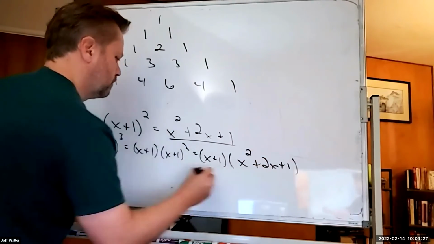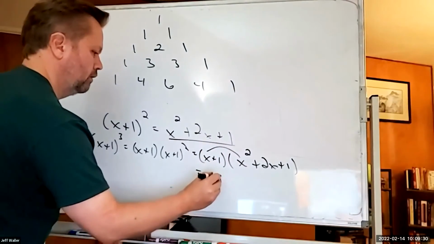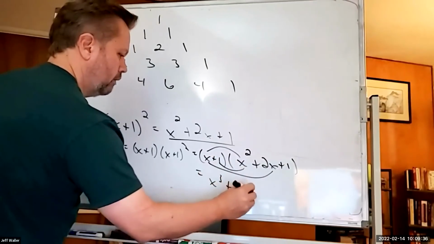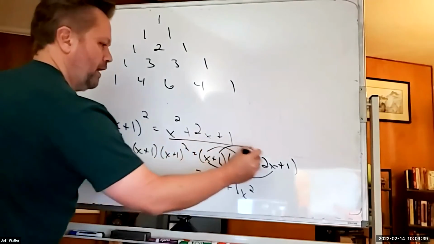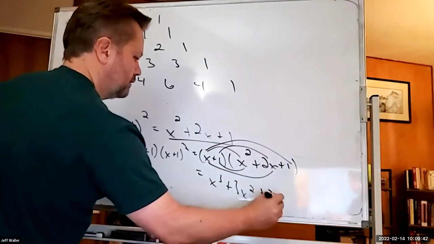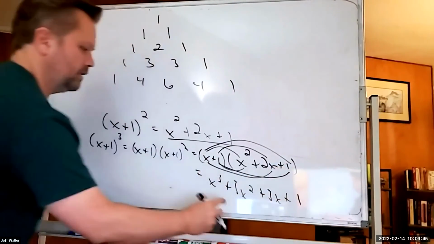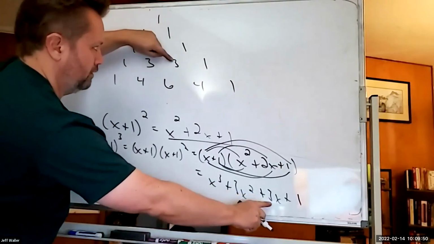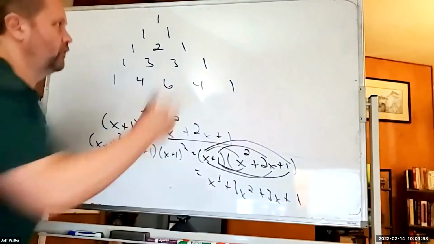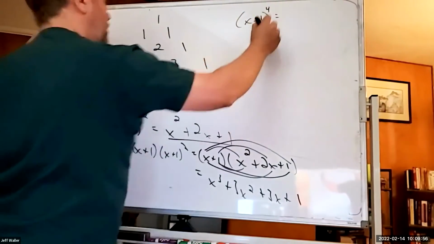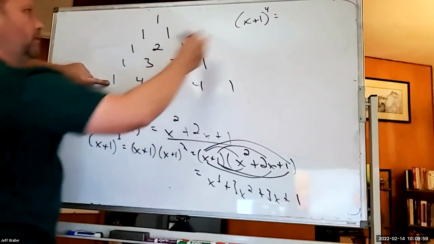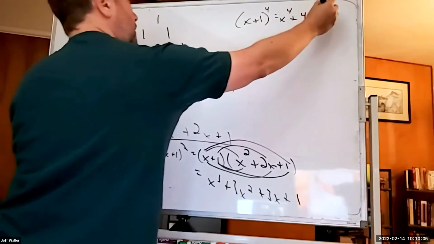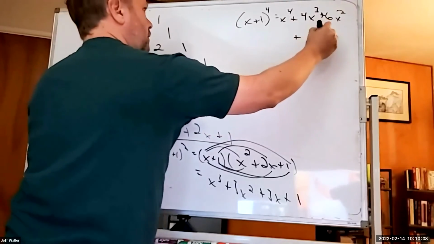Let's see if we can do this quickly. If I do that, I get x cubed plus 2x squared plus 1x squared is 3x squared, plus 2x plus 1x is plus 3x, and then 1 times 1 is 1. What are the coefficients? 1, 3, 3, 1. So if I did x plus 1 to the 4th, that would be this level: x to the 4th plus 4x cubed plus 6x squared plus 4x plus 1.